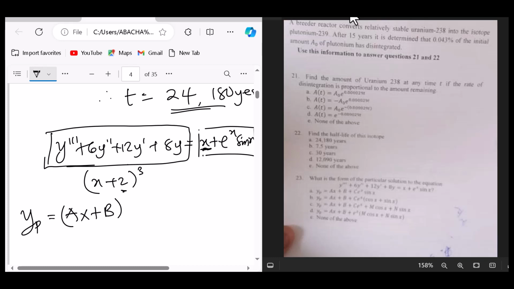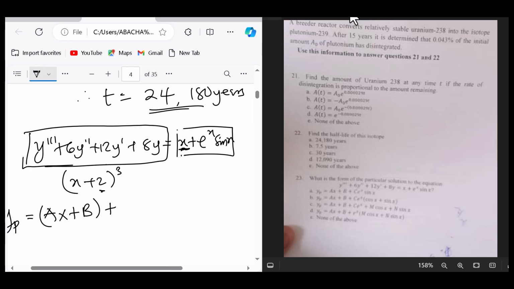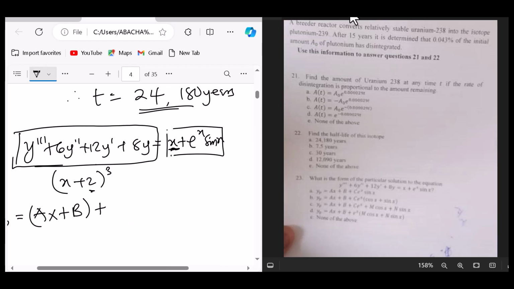and then we have plus, let me see, e to the power x, that one multiplying by this, that will simply mean we have maybe m sine x plus n cos x, like this, because the form of this is x.